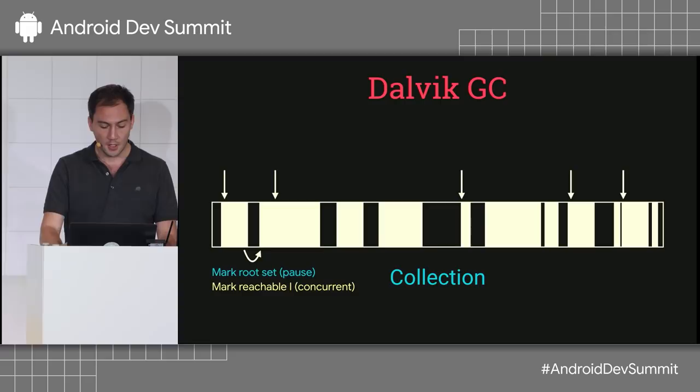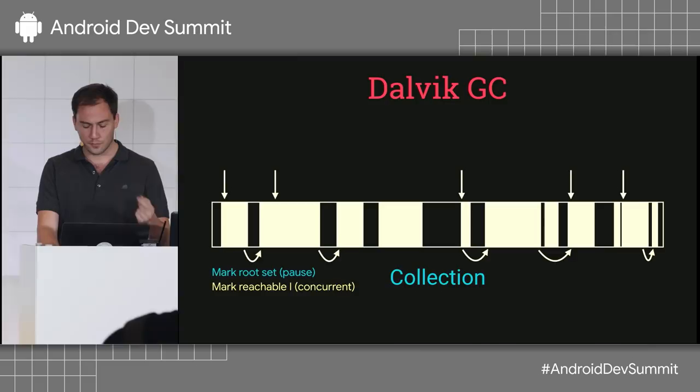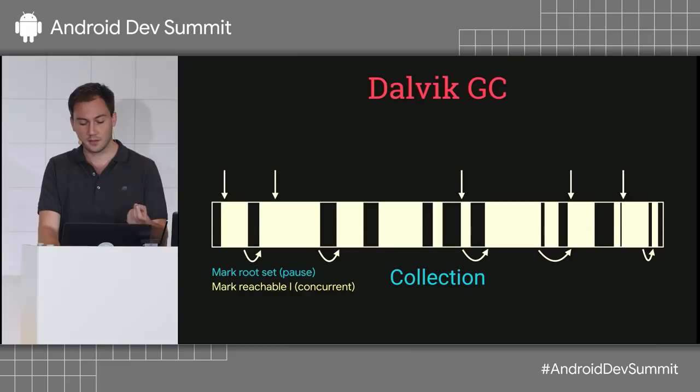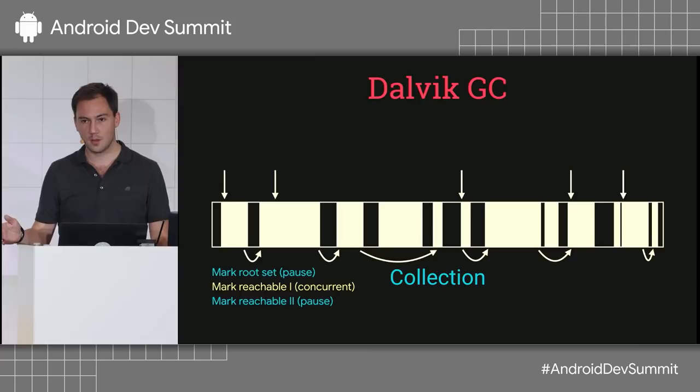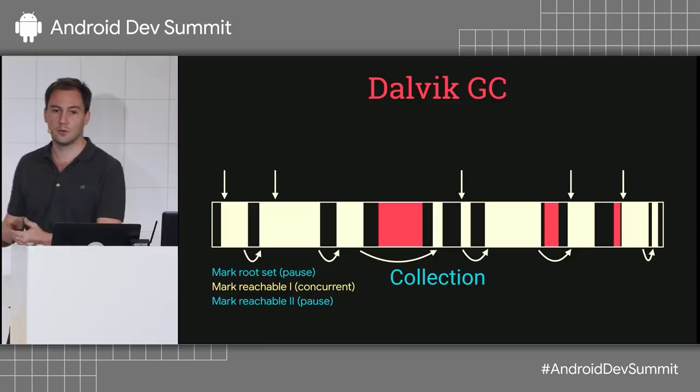From those roots, Dalvik will find all the objects that can be reached and mark them as such. Unfortunately, since that second phase is concurrent, allocations could be triggered during that time. So you see here, for instance, we just allocated another object. So we need to pause the application again and find the reachable objects again. And all your threads are paused, so your application stutters a little bit again. And finally, we can mark all the objects that are not reachable, and they are candidates for garbage collection.